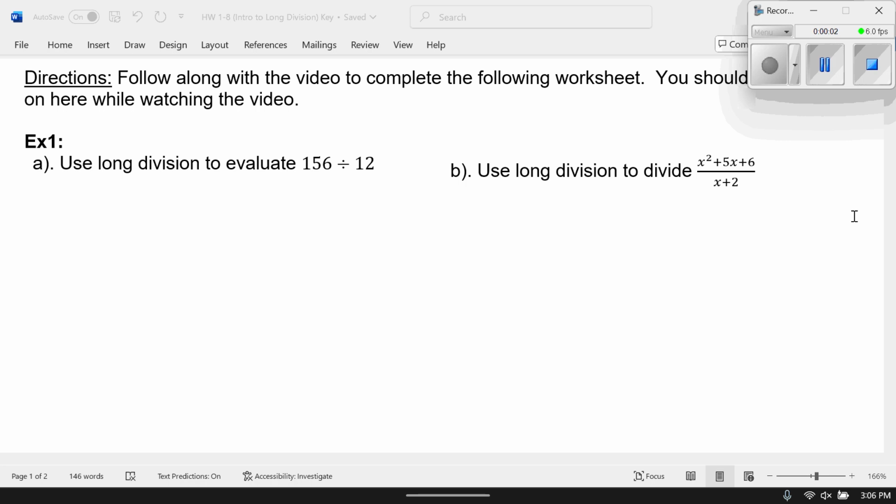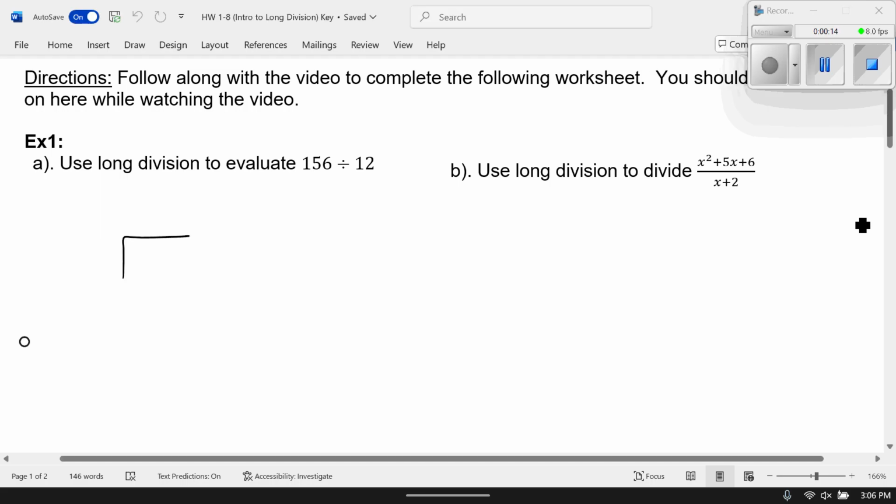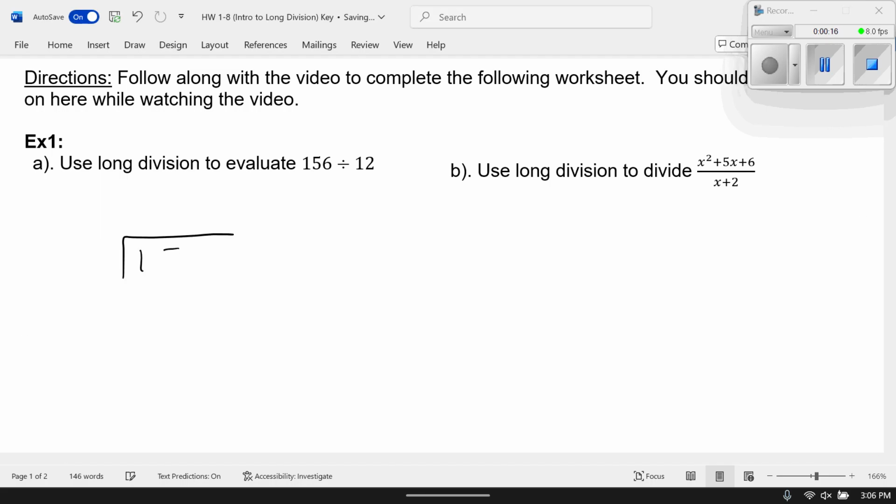Hello, in this video we are going to go over dividing with polynomials, specifically using long division. So we're going to start with remembering how to do long division in the first place. We have 156 divided by 12. So we put 156 under the line and we divide by 12 on the outside.